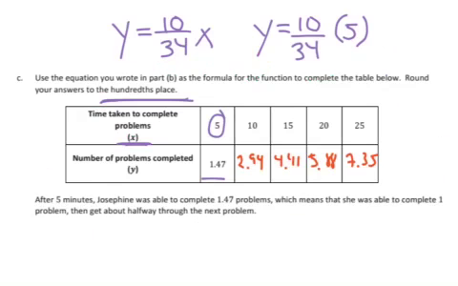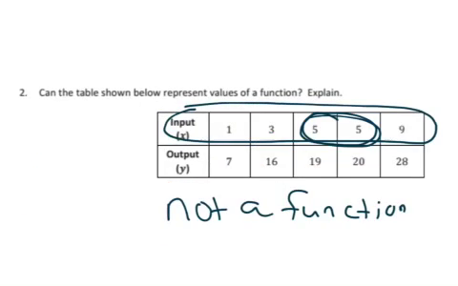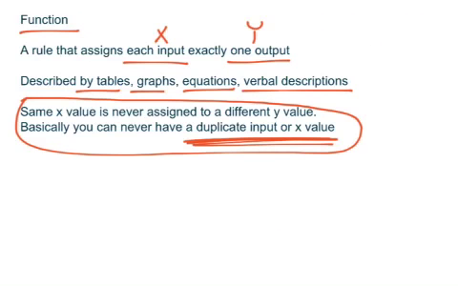So just as a little recap, I want you to remember this information about functions. This is the big picture right here. Remember, it's a rule that assigns each input or x value exactly one output. They can be described by tables, graphs, equations, verbal descriptions, and the same x value is never assigned to a different y value. Basically, you can never have a duplicate input or x value.